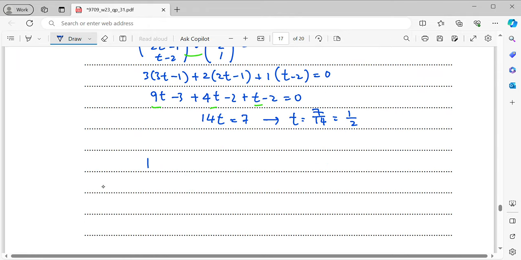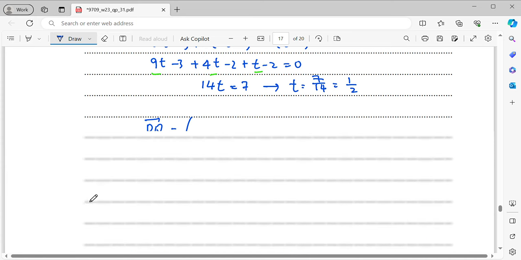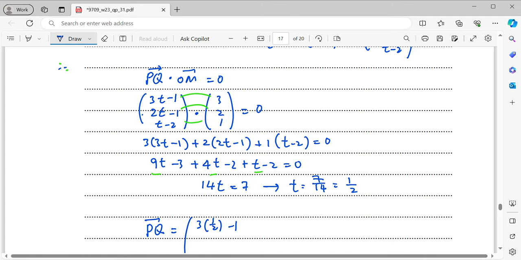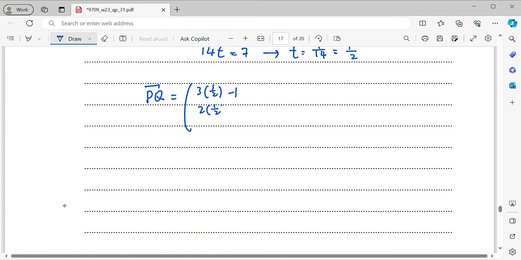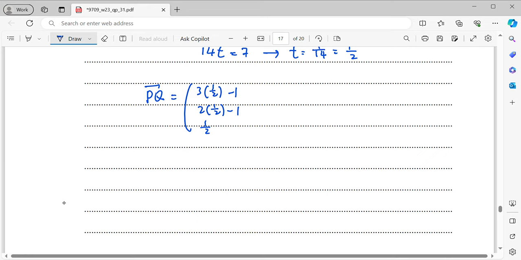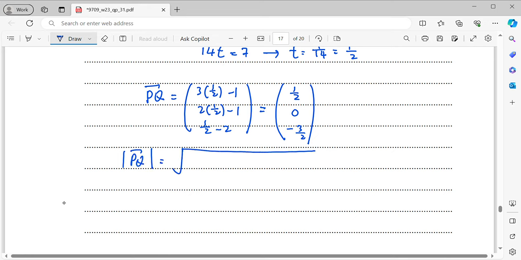So now my PQ will be 3t minus 1, and then the next one is 2t minus 1. Lastly, it will be t minus 2. So from here, the first one is going to be half, the second is 0, and the third component is negative 3 over 2. This is my vector PQ. And then the exact length, so the magnitude of the vector, will be the square root of each component squared.